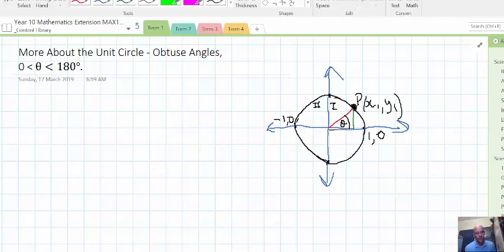We're going to do more about unit circles, and we're going to look in particular in this video at obtuse angles. This video builds on earlier work, so this is not the first video on this topic. Just remember, an obtuse angle is one that's between 0 and 180, excluding those two values. If we go back to what we've learned earlier on, we've seen this thing called a unit circle, which is a very useful device we use with trigonometry.